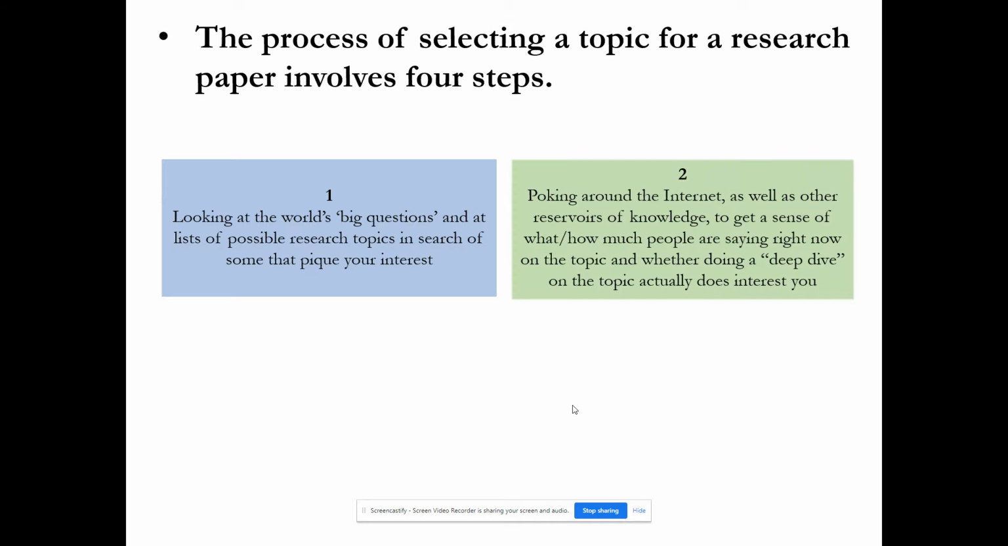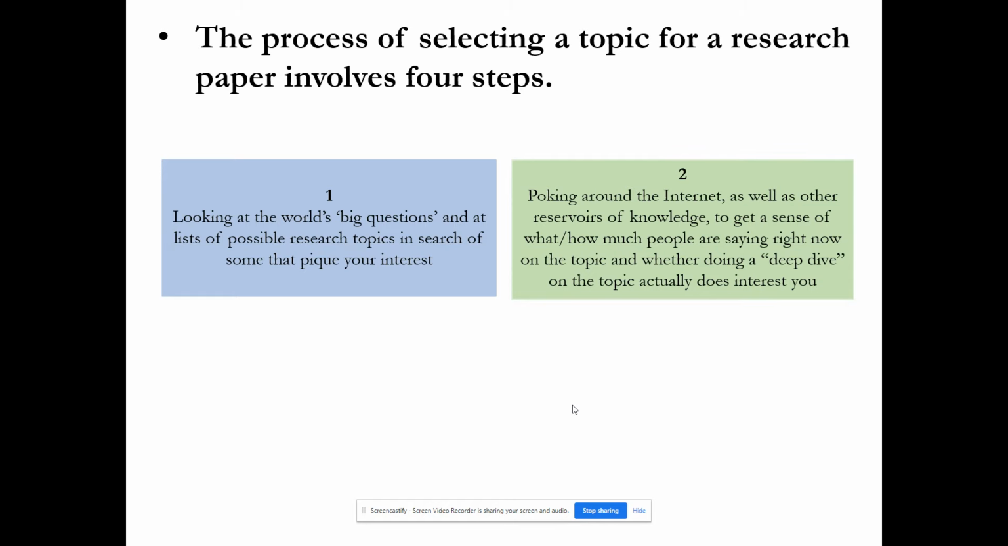And then once you have found a topic that seems interesting to you, that speaks to you, you should start poking around the internet, right? Peruse websites, peruse sources, run Google searches, figure out whether that topic you came across in step 1 is actually something that you're interested in doing a deep dive on and really spending a lot of time thinking about and exploring and researching and writing about.